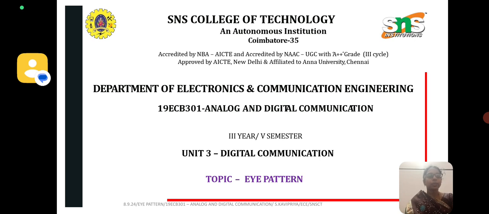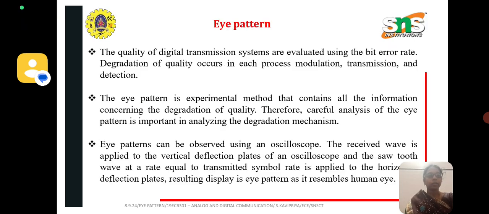I am going to discuss the topic eye pattern. The quality of digital transmission systems is evaluated using a bit error rate. Degradation of quality occurs in each process of modulation, transmission and detection. The eye pattern is an experimental method that contains all the information concerning the degradation of quality. Therefore, careful analysis of the eye pattern is important in analyzing the degradation mechanism.